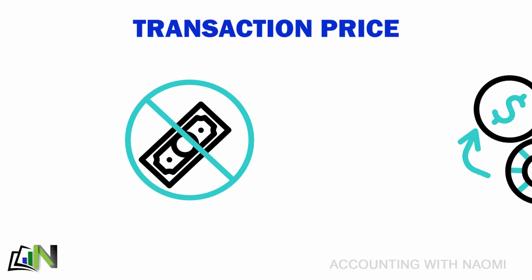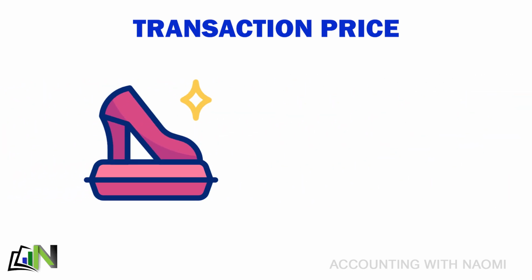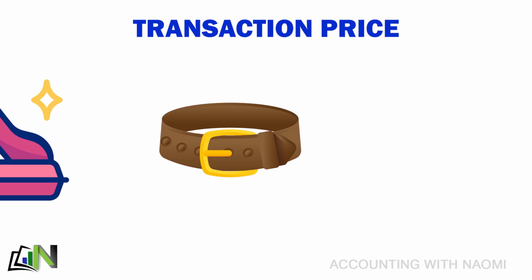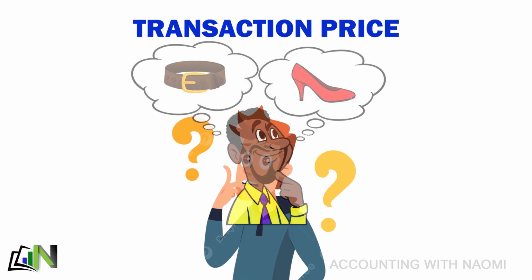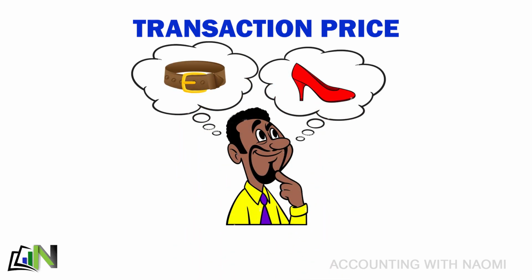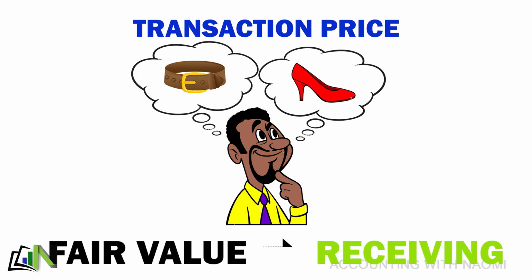All right. For example, if we are exchanging products. So if I give you my shoes and in result, you give me your belt. So how do we then recognize, how do we then know the transaction price? Because there is no money involved here. All right. So remember, I give you my shoes, you give me your belt. So the transaction price will be the fair value of what we are receiving. In this situation, the belt. So the belt that I'm receiving, I'll take the fair value of the belt as my transaction price.